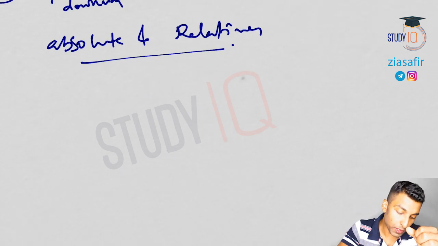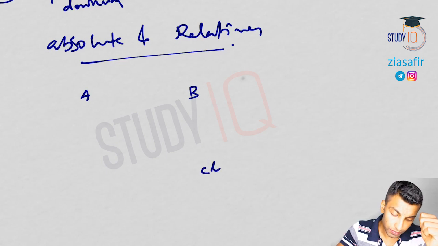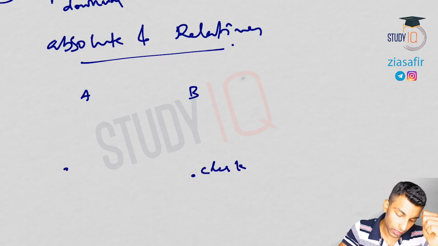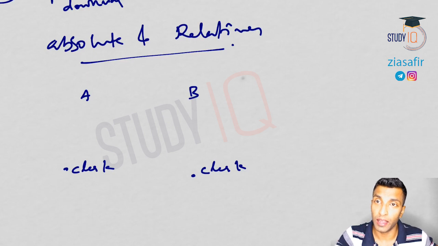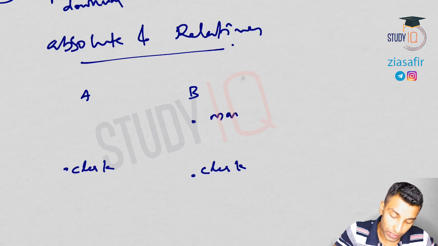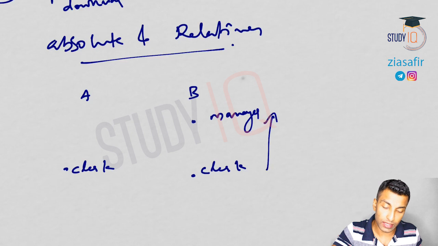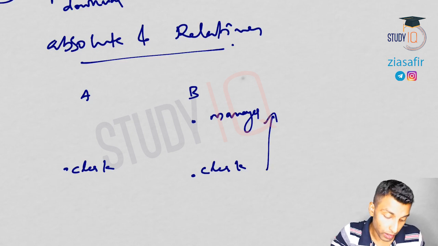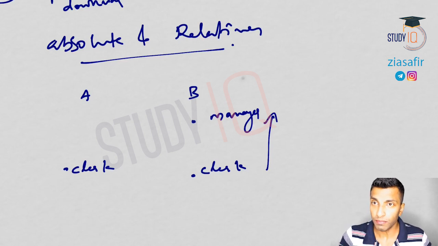Let's suppose there are two persons, A and B. Both are clerks. They are friends, and they both have the same position in a company. Now, after some time, B got promoted and became a manager. So there is a positional change here, an upward mobility, for B. So this is an absolute mobility. B experienced an absolute mobility by gaining this.